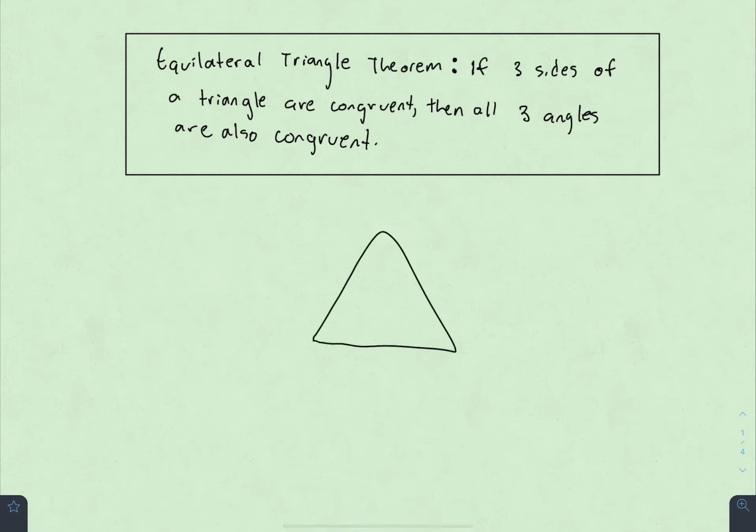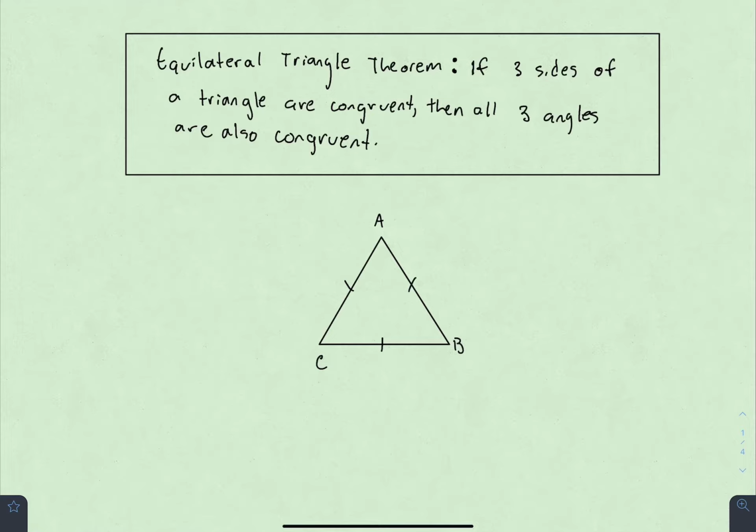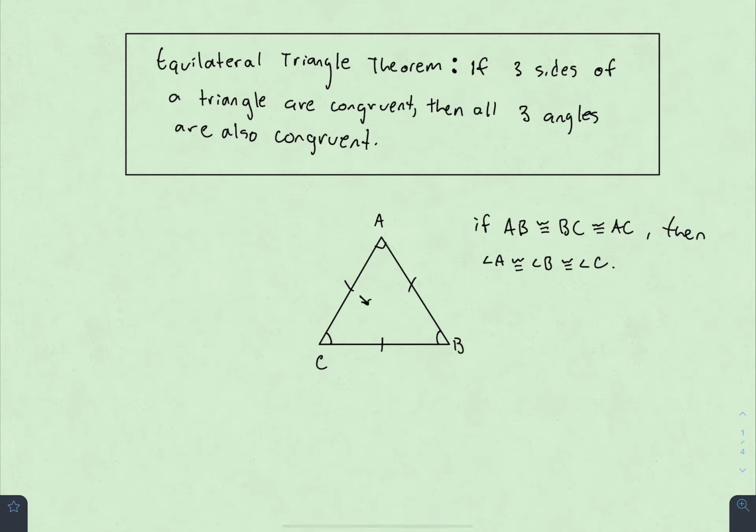So if I have an equilateral triangle, let's call it triangle ABC, and all three of these sides are the same, then what this theorem is basically stating is that all three of the angles are the same. If I was going to write that in words, I would say if AB is congruent to BC, which is congruent to AC, then angle A is congruent to angle B, which is congruent to angle C. Just like with isosceles triangles, if I draw arrows from all the sides that are the same, you can tell which angles are congruent, and they're all the same.